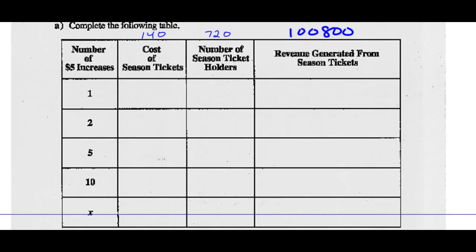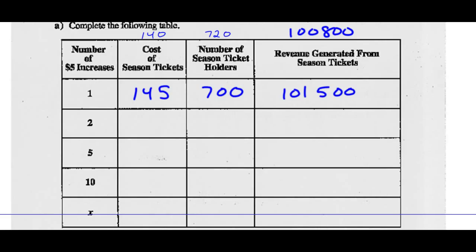All right. So if we have one ticket increase of $5, the new cost of season tickets is $145. We would lose approximately 20 season ticket holders, so that would get us down to 700. And the new revenue generated would be 145 times 700. So you try that, you get 101,500.